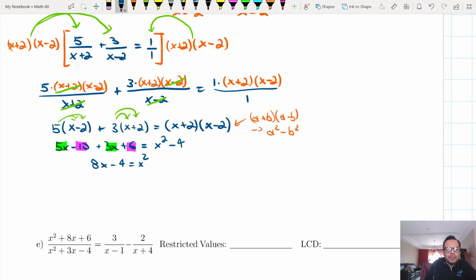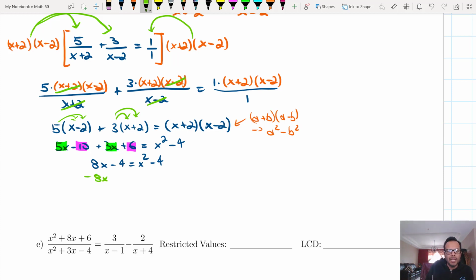X squared minus 4. All right. Okay, notice the difference of the equation that we obtain at this point as opposed to the other examples that we did before. Notice we are going to end up with a quadratic equation. The other examples A through C gave us just linear equations, right? In this case, we're going to get a different type of equation, a quadratic equation.